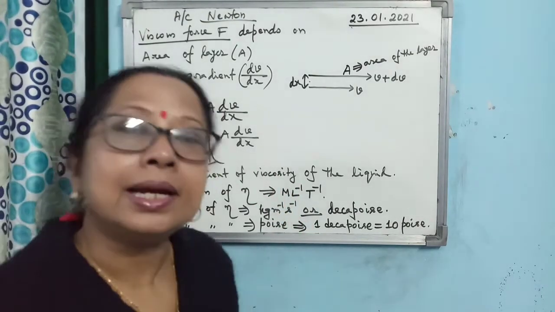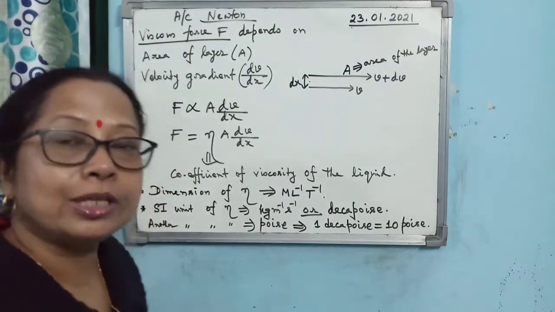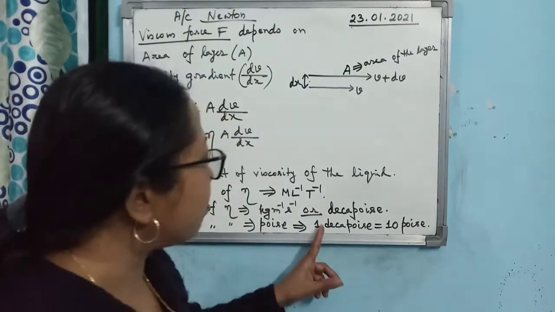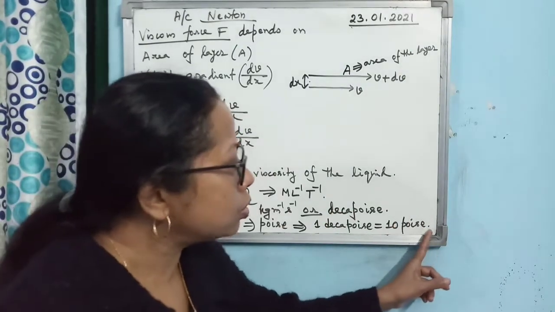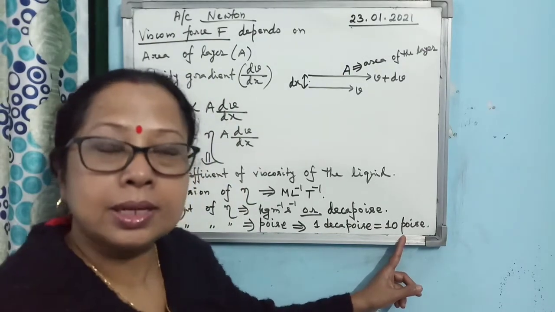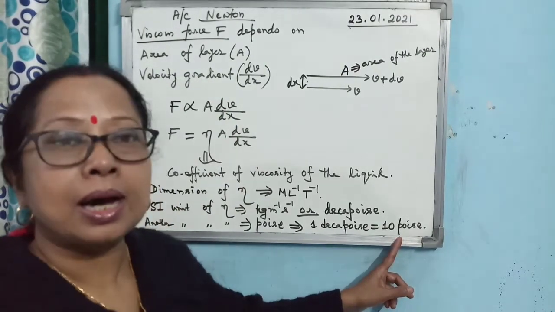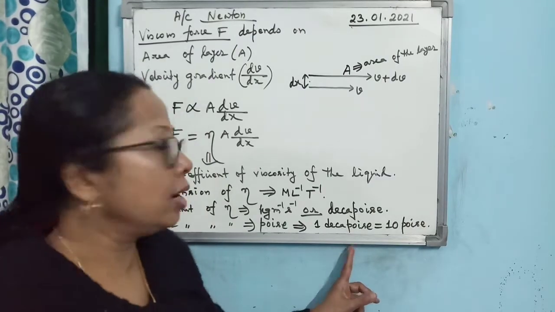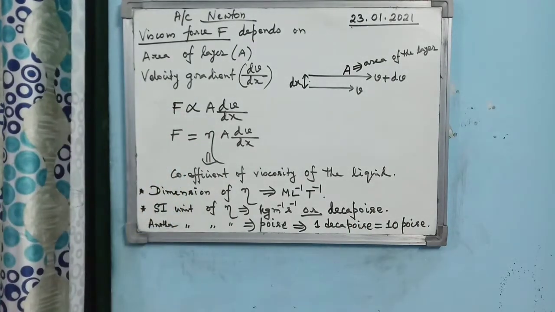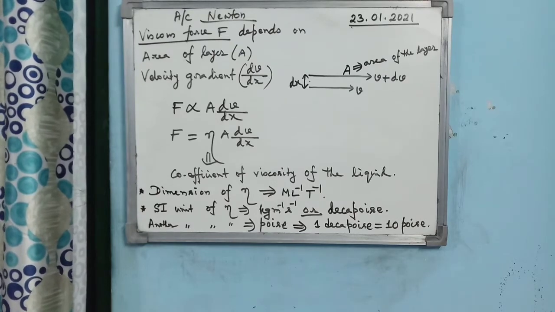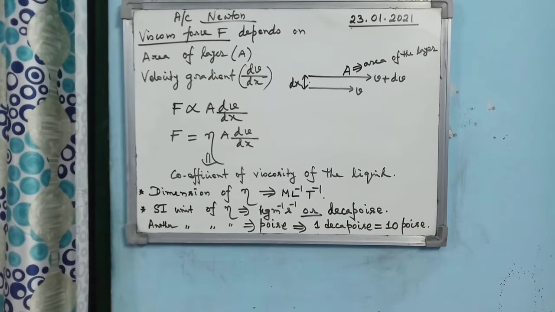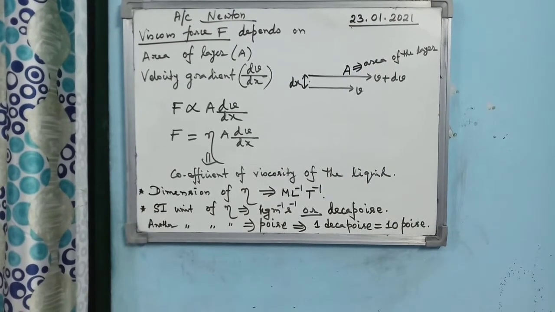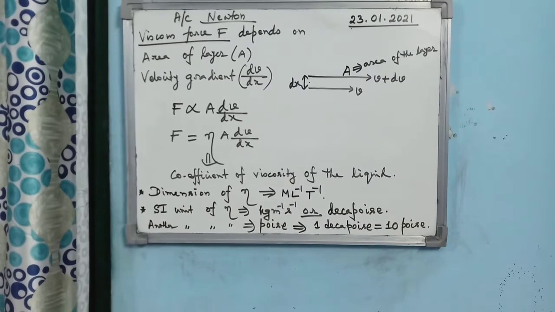And there is another unit of coefficient of viscosity which is known as poise. Remember the relation between decapoise and poise, because mostly we use the unit poise. So you have to remember both the units and the relation. 1 decapoise is equal to 10 poise. So I repeat the concept once again. Eta depends only on the nature of the liquid. Eta does not depend on the surface area and velocity gradient of the liquid.